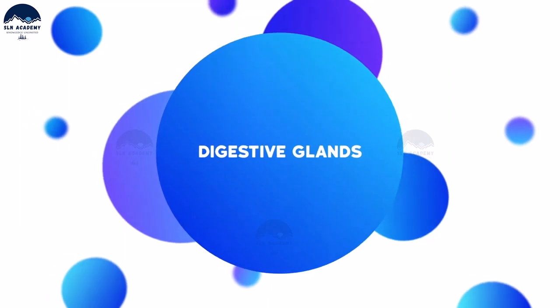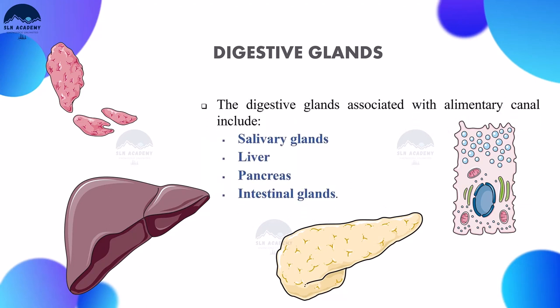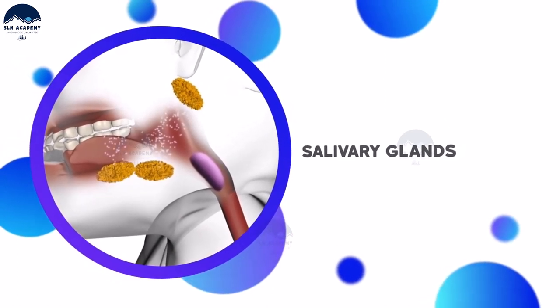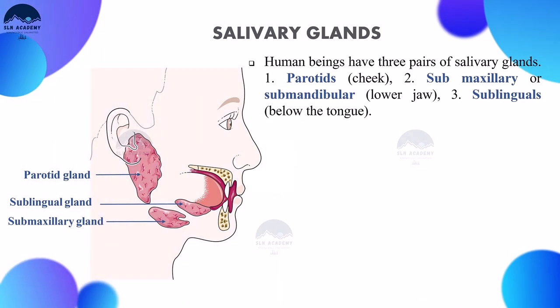Digestive glands. The digestive glands are associated with alimentary canal, which include salivary glands, liver, pancreas, and intestinal glands. Salivary glands. Human beings have three pairs of salivary glands. They are parotids, which are present near cheeks, submaxillary or submandibular glands, which are present near lower jaw, and sublingual glands, which are present below the tongue. Infraorbital or zygomatic glands are absent in human.